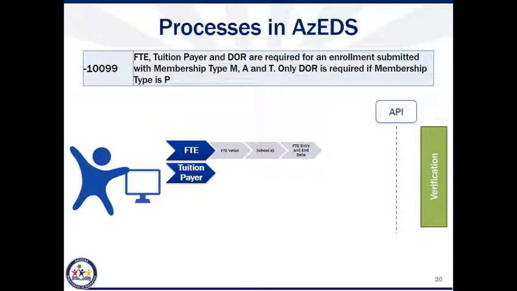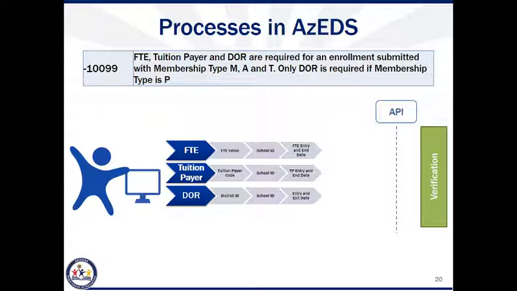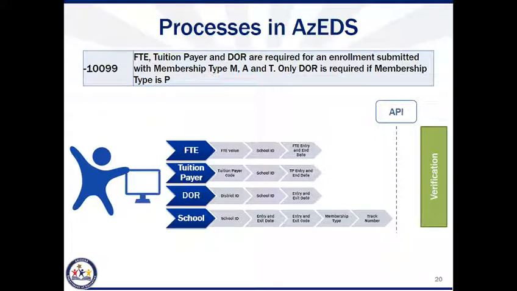So that little element has all sorts of stuff attached to it. Tuition payer, which is tuition payer code 1 or 2 or 3, whatever the student is eligible for, also has little pieces of information attached to it. DOR, which is the district of residence, that's you, also has sets of value transactions attached. So you have the district ID, the school ID, and also entry and exit dates attached to that element of data. And then you have the school.